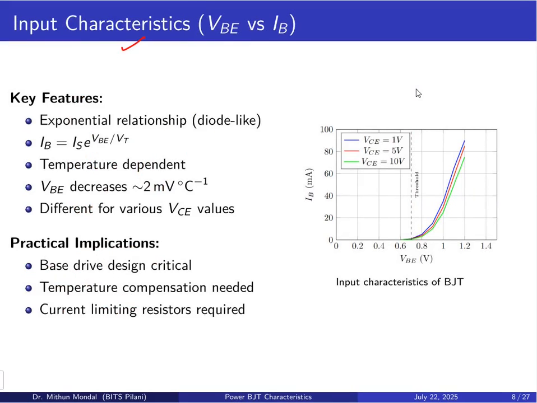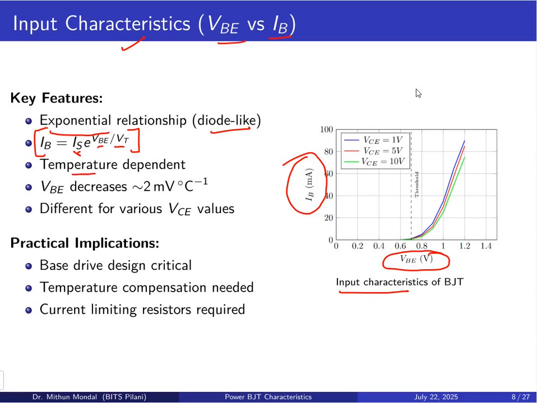Input characteristic here is the characteristic which is drawn between the base to emitter voltage and the base current. So base to emitter voltage is on the x-axis and the base current is on the y-axis. So that will give you the input characteristic of BJT. It is in the form of exponential, just like the diode. And the important relationship, we know that base current is equal to the saturation current Is, and it is exponential relationship with respect to base to emitter voltage and the voltage Vt, which is the threshold voltage.